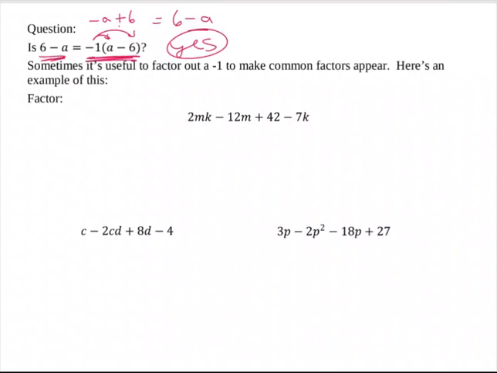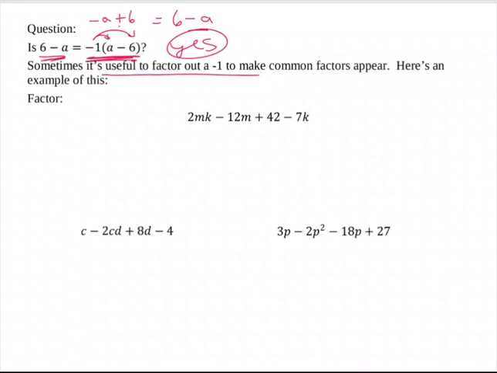And then here it says sometimes it's useful to factor out a -1 to make common factors appear. Remember, this was written in the spirit of using the book's factoring by grouping. So again, we don't need to do that here. However, it is good to know that you can factor out a -1 if you ever need to, but we don't need to in Algebra 1.